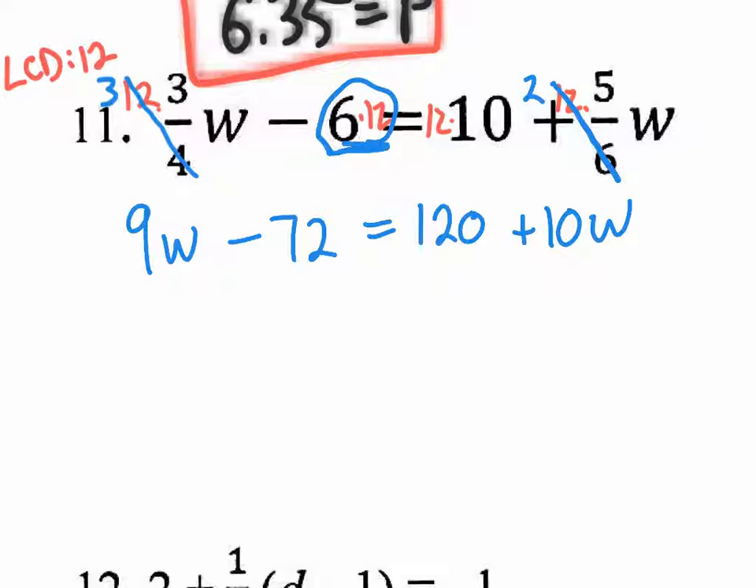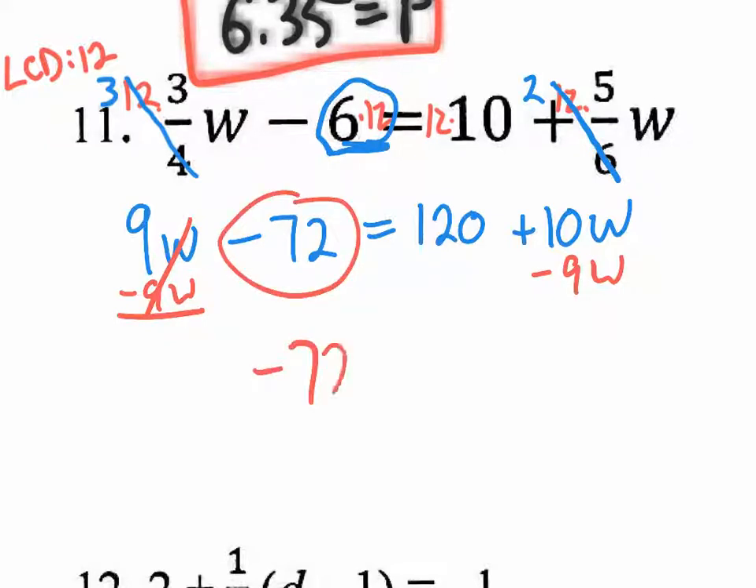So let's continue solving. I want to get W by itself on one side. I'm going to subtract 9W to get rid of this one. Subtract 9W. My new equation, the negative 72 comes down. The equal sign comes down. The 120 comes down. And 10W take away 9W is positive 1W. Or just W. You don't need to put the 1. As a matter of fact, I want to erase the 1. There it is. It's just W.